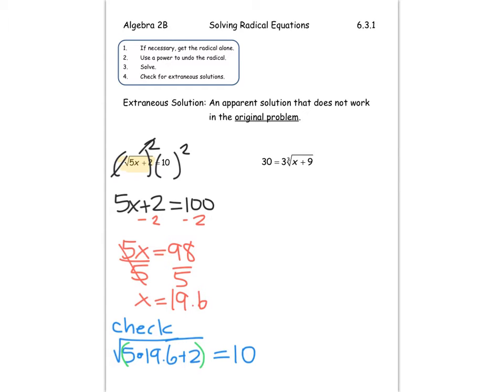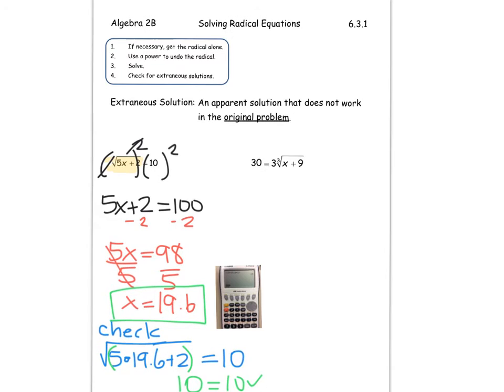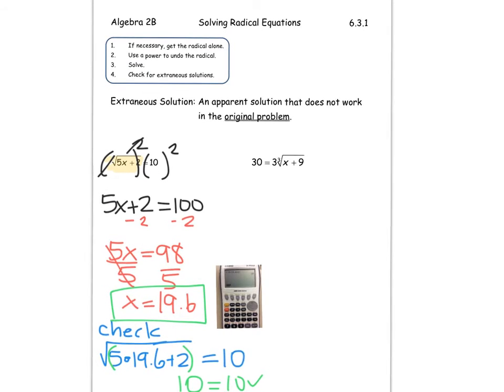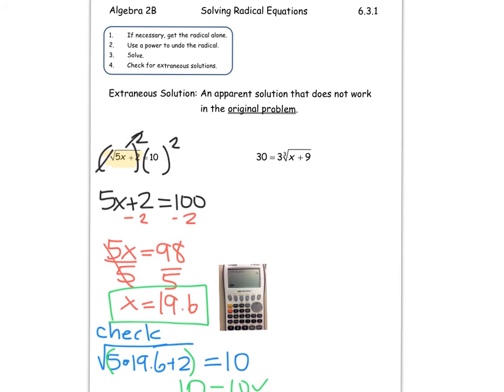Okay, so I'm going to enter this side of the equation into my calculator, hit equals, and I'm going to find out that 10 equals 10. And so I know that it is true, and 19.6 is my answer. I know it's small there, but I've inserted a screenshot of my calculator so you can see how that looks. All right, next example.